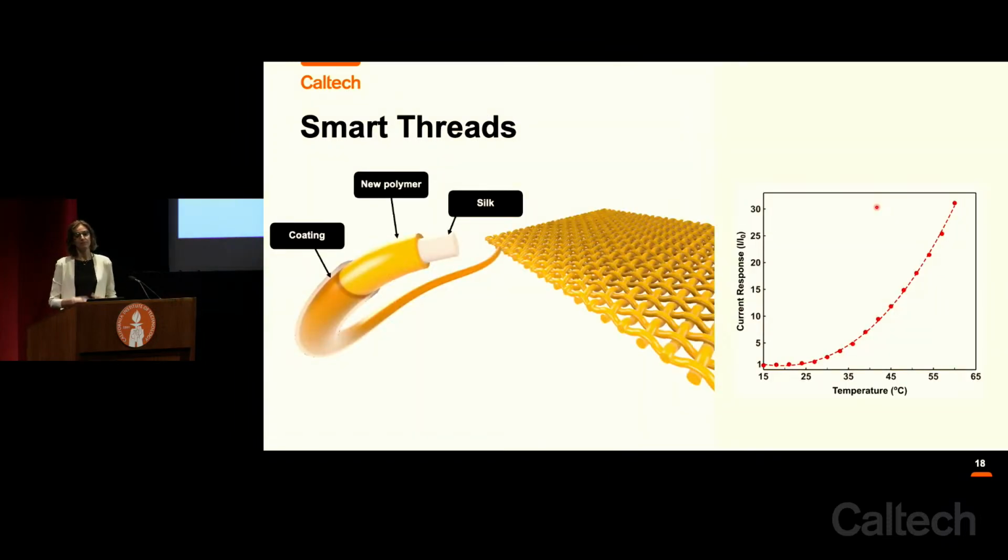We've also developed smart threads that use the new polymer as a sensing element, coating silk fibers with the block copolymer and insulating the fibers with a water-repelling layer. Having smart threads as opposed to flakes or plates allows us to embed these functionalities in electronic textiles using conventional manufacturing methods.